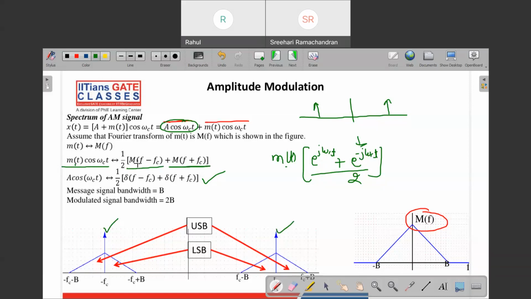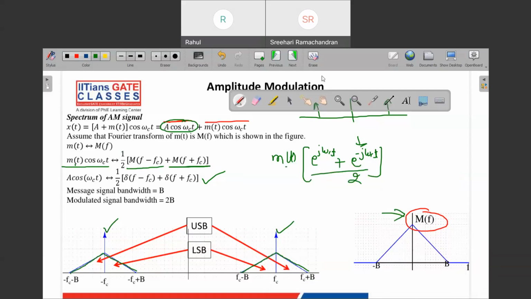One is shifted by fc, one is shifted by minus fc. So when you take this M(f) and shift it by fc, this is how it is going to look. And when you take this M(f) and shift it left by fc, this is how it is going to look like.